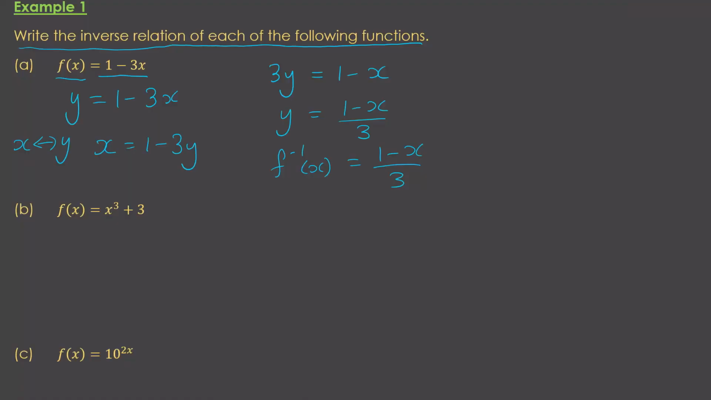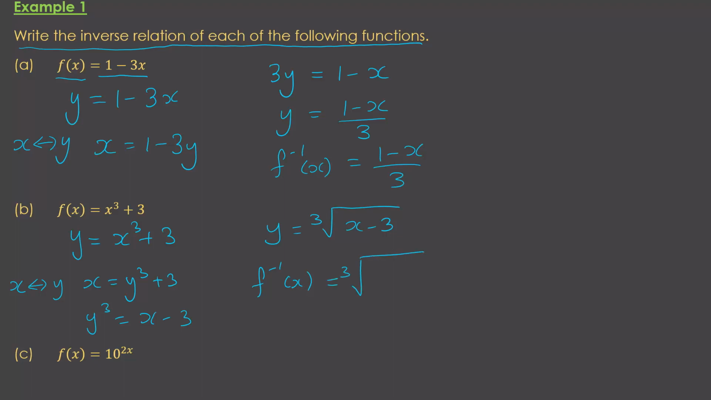So let's move to the next part. So we've got y is equal to x cubed plus 3. Interchange x and y. So we've got x equals y cubed plus 3, and now we want to make y the subject. So y cubed would be x take away 3, and then y would be the cube root of x minus 3. So the inverse function should be the cube root of x minus 3.